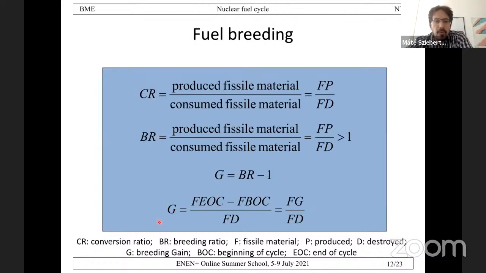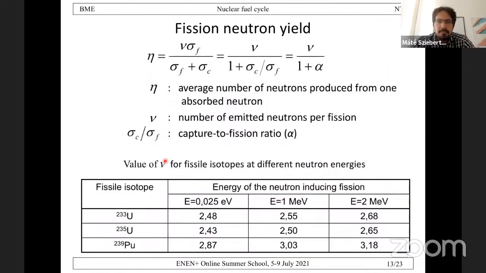But we can speak about breeding. The breeding ratio is the same, only we call it breeding when this number becomes larger than 1. So how is it possible that you produce more fissile material than what is consumed? Let's quickly have a look into it.